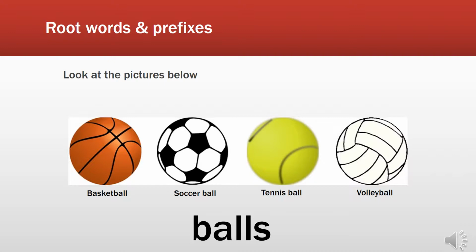So how would you describe the first ball? Easy, it's a basketball. Let's use this as an example. Basket is our prefix. It gives more meaning to the root word, which is ball. Same with soccer ball, tennis ball, and volleyball.